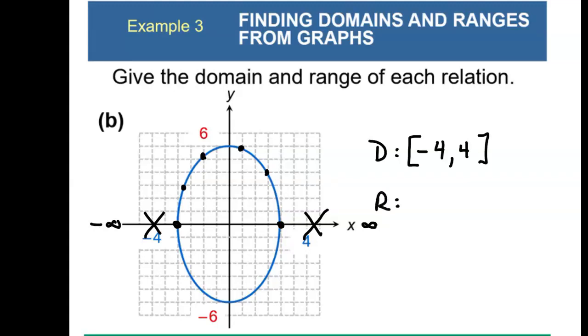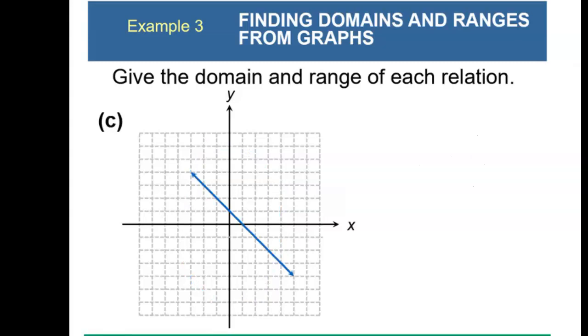Likewise, for the range, I will look from negative infinity to positive infinity and look at what values my relation in this case can take for y. So I have negative 6 all the way up to positive 6. Again, I'm including the lowest and the highest value, my negative 6 and 6, using brackets because those are points on my graph.